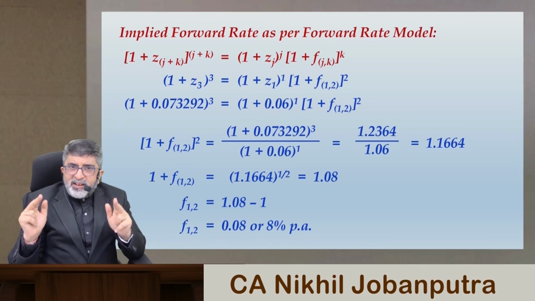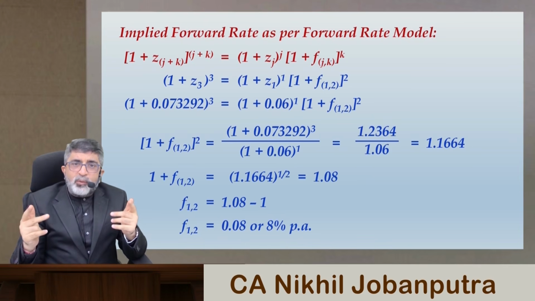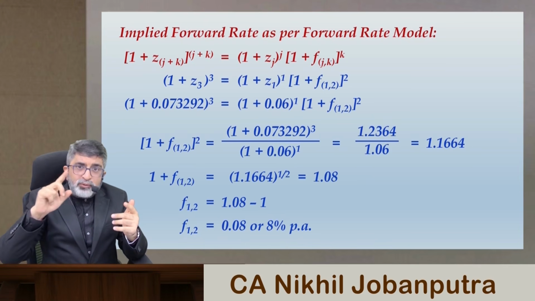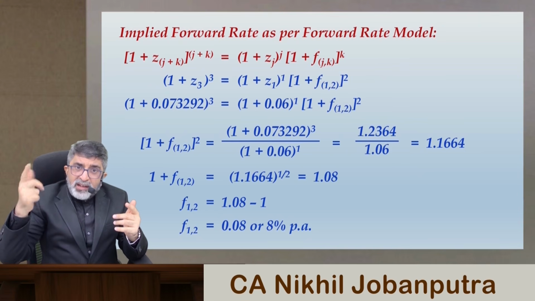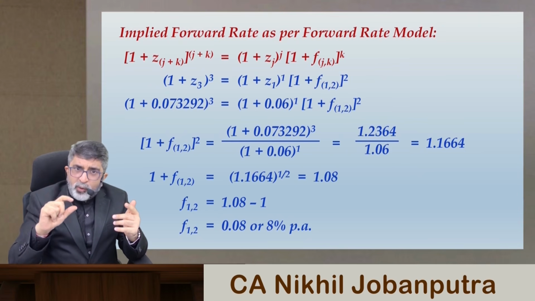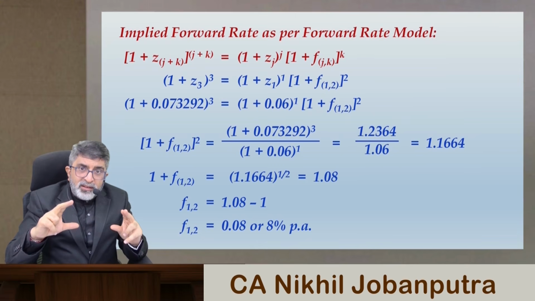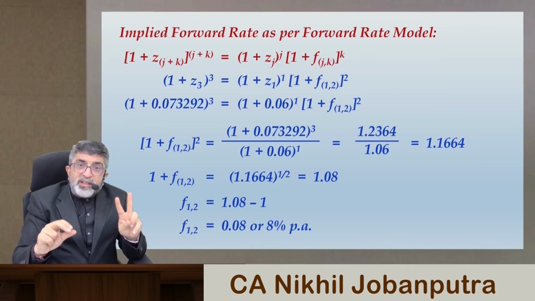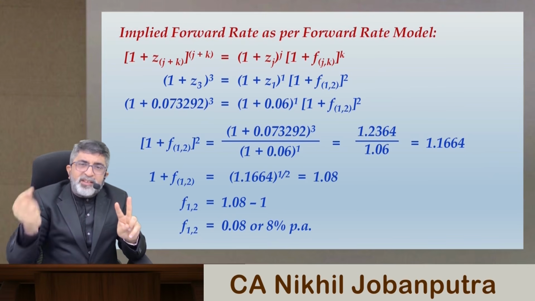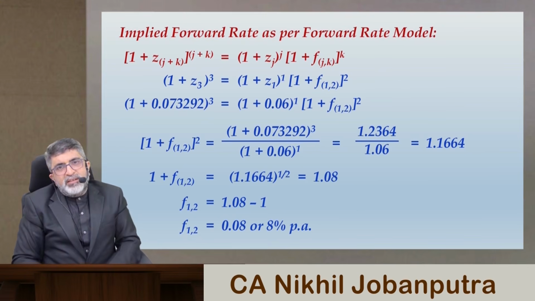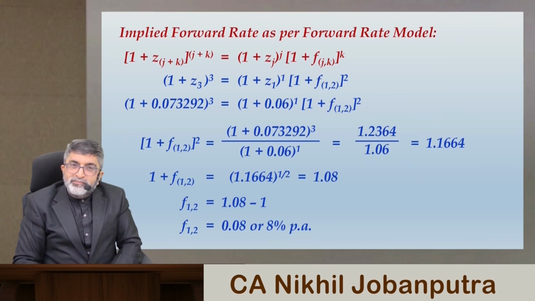Bigger factor divided by smaller factor. Bigger factor was for Z3, that is (1 plus Z3) raised to 3, divided by the smaller factor. Smaller factor was with respect to Z1, so the smaller factor was (1 plus Z1) raised to 1. When you do this fraction calculation, don't forget that it is a factor for 2 years. So take the square root, then subtract 1, and you get F1,2. So this is how you are going to proceed ahead.